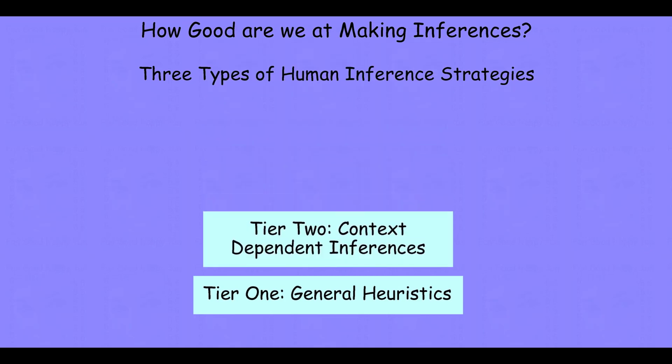The second tier are context-dependent inference strategies. And these are inference and decision-making strategies that occur in specific contexts, but that don't occur generally, even when a problem could well be treated with one of these inference strategies. If it's not in the context that triggers that strategy, it likely will not be employed.